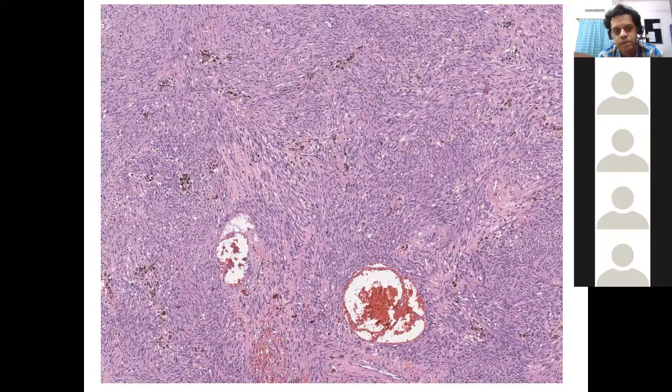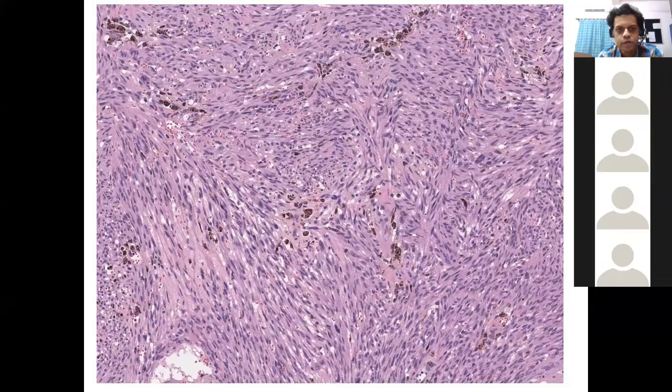Is it appreciable on the screen, these dark clumps? Yes, sir. So there's a lot of hemosiderin over there, and you have these intersecting fascicles. For the juniors, this is what you would call intersecting fascicles. At some places you might even call it vaguely storiform.